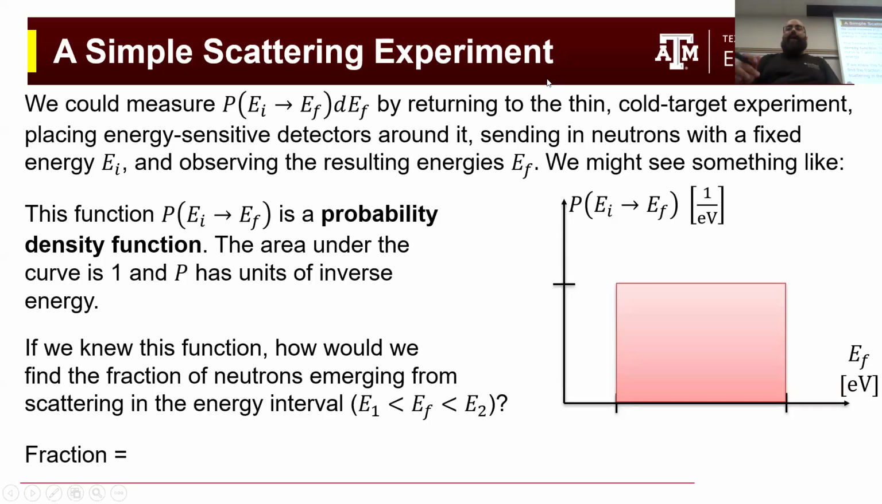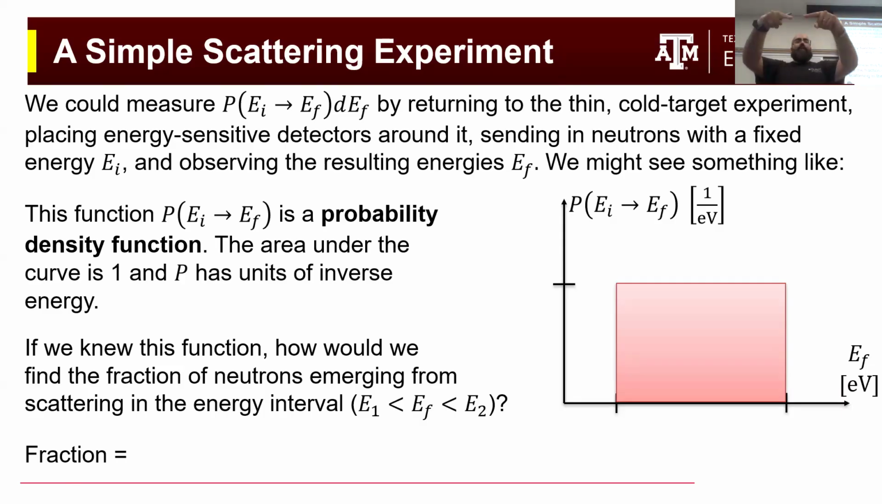Here we're going to think back to that thin, cold target that we were shooting neutrons at. Those neutrons were in a beam, like a monodirectional beam, so all those neutrons had the same energy, which we'll call the incident energy EI. They're going to scatter with this target.